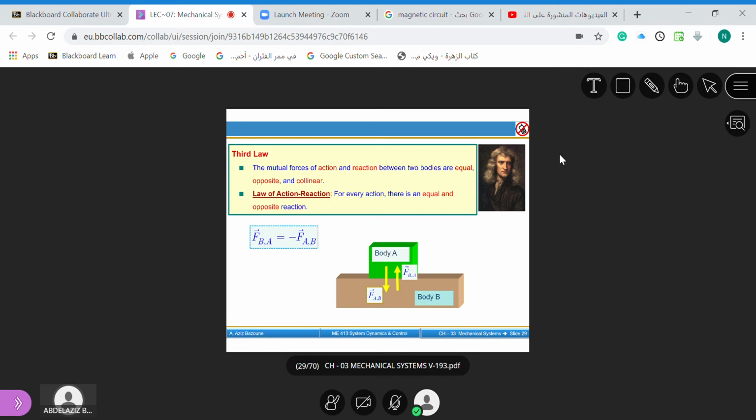The third law, I'm sure you know it. It's the law of action and reaction. If a body A is placed on the top of body B, then body A exerts a force on body B. It's written as F_AB, from A to B. For body B, the reaction will be the same magnitude but opposite direction, F_BA. And we write it like this: F_BA is equal to minus F_AB. This is the third law, the force of action and reaction. For every action, there is an equal and opposite reaction.